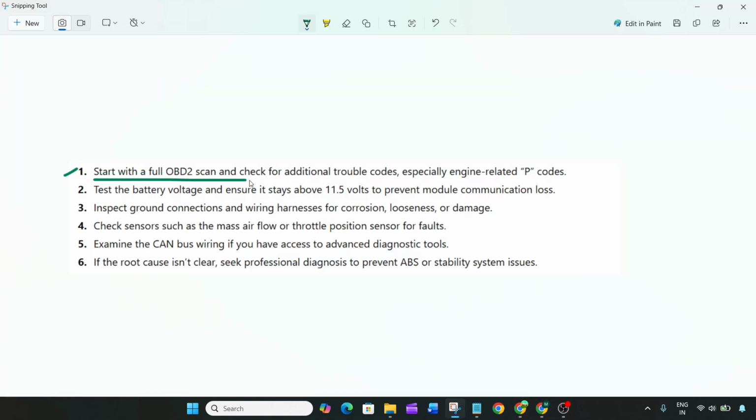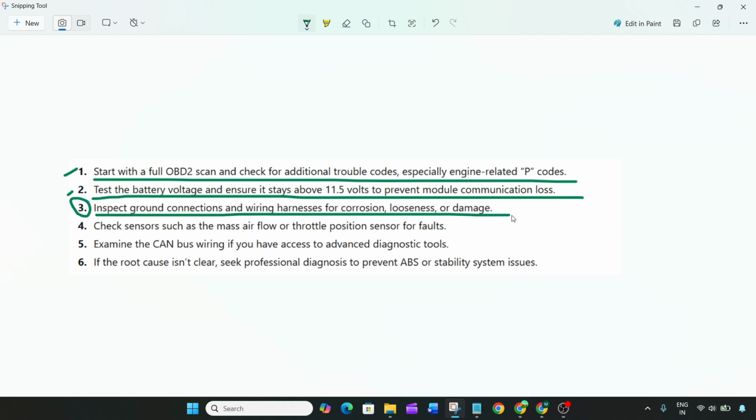Important steps. 1. Start with a full OBD2 scan and check for additional trouble codes, especially engine-related P codes. 2. Test the battery voltage and ensure it stays above 11.5 volts to prevent module communication loss. 3. Inspect ground connections and wiring harnesses for corrosion, looseness, or damage.